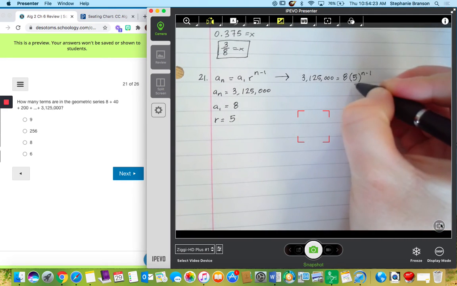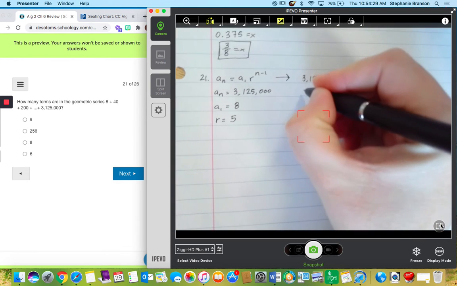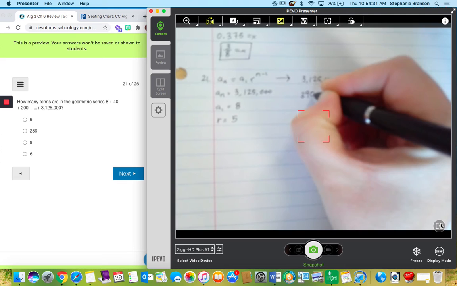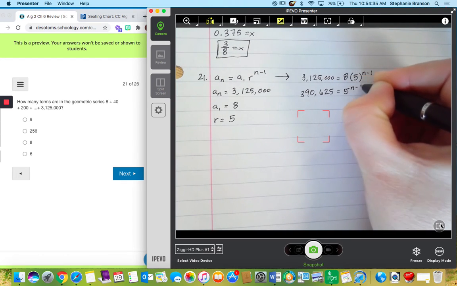So I'm going to first divide by 8. 3,125,000 divided by 8 gives me 390,625 equals 5 raised to the n minus 1.